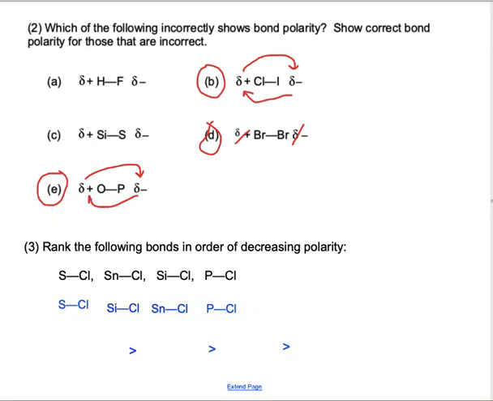Finally, rank the following bonds in order of decreasing polarity. Open a periodic table and look and see and use the trends. And we will see that the most polar bond is the tin-chlorine bond because they're furthest apart. The least polar bond will be the sulfur-chlorine bond. The second most polar is the silicon-chlorine bond, followed by the phosphorus-chlorine bond. And in our next video, we'll look at ionic bonding in more detail.